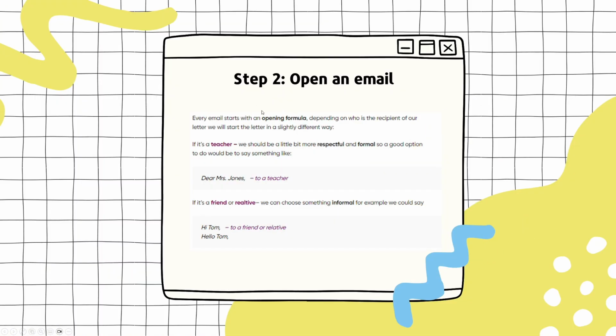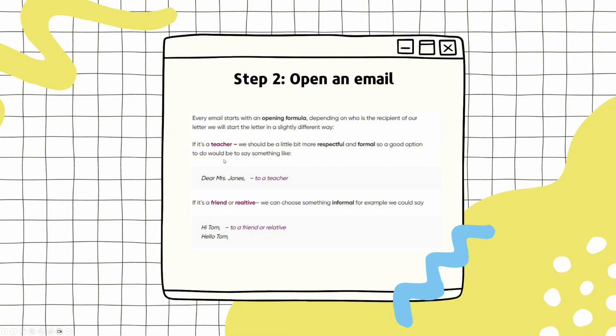Okay, second step, open an email. You understand your task. How do you reply to the email? How do you open it? Every email starts with an opening formula. Depending on who is the recipient of our email, we will start the letter in a slightly different way. Like we mentioned earlier, if it's to friends, then it will be more casual. If it's to a teacher or someone else, it will be more formal. If it's a teacher, we should be a little more respectful and formal.